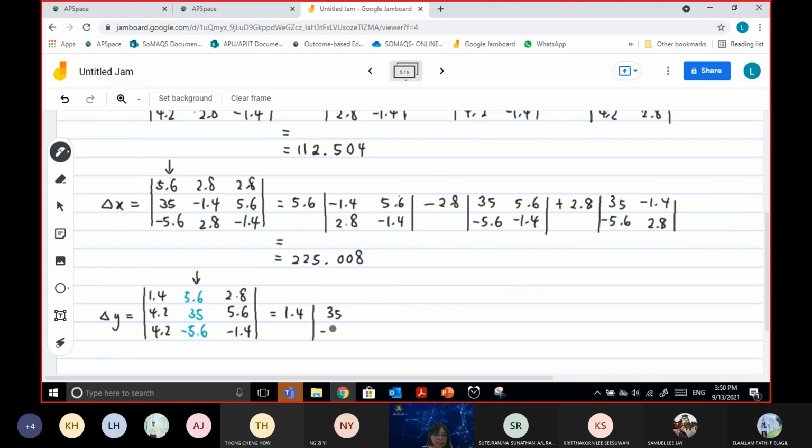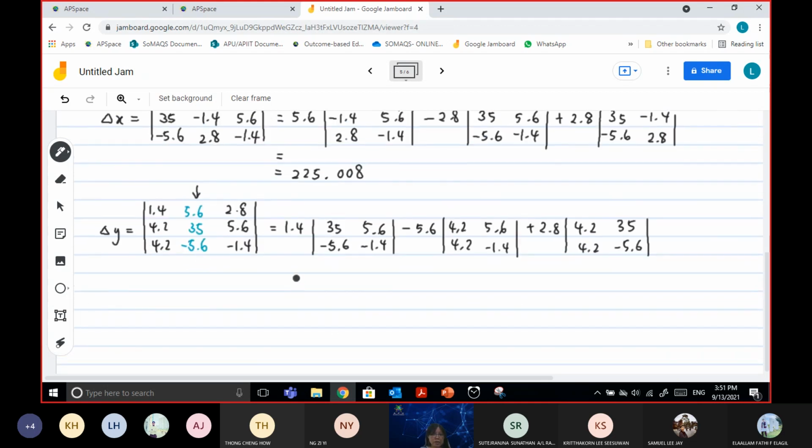Then proceed for the calculation: 1.4, then 35, negative 5.6, 5.6, negative 1.4. Then for the second one, you put minus 5.6, blocking first row, second column: 4.2, 4.2, 5.6, negative 1.4. Then the third one is 2.8, right? Then 4.2, 4.2, 35, and negative 5.6. So anyone get the answer for determinant for y? Negative 337.512. Okay, yes, correct. Thank you.